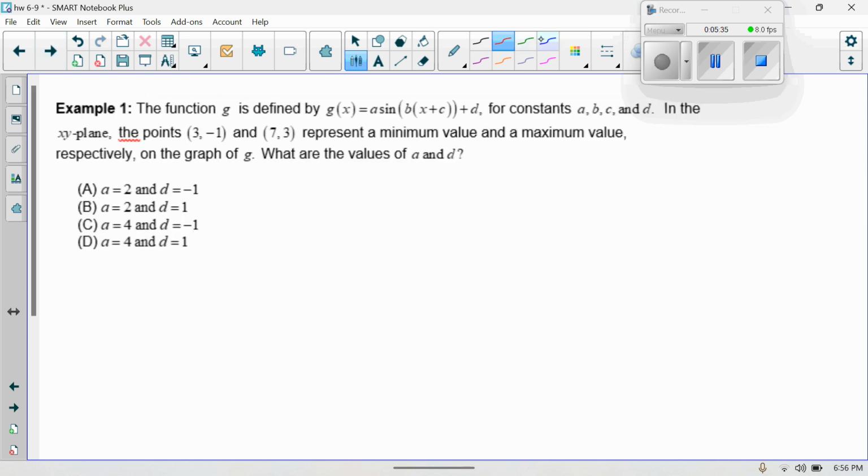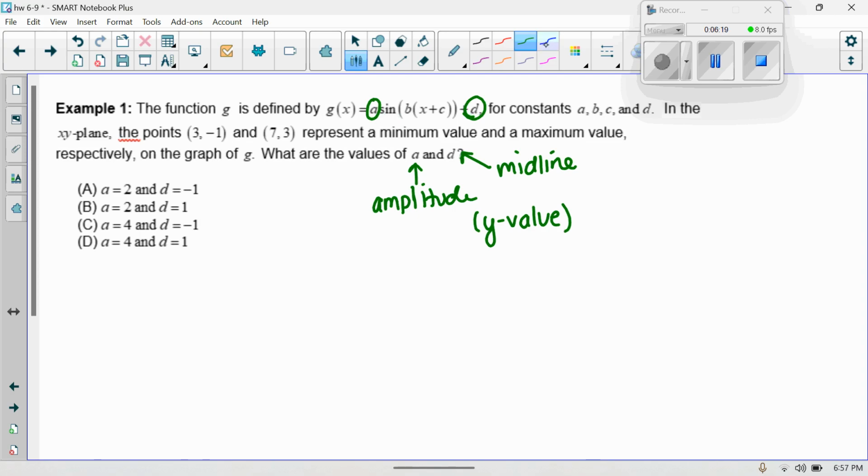Example 1. The function g is defined by g of x equals a sine b of x plus c plus d for constants a, b, c, and d. In the xy plane, the points 3, -1 and 7, 3 represent a minimum value and a maximum value, respectively, on the graph of g. What are the values of a and d? Remember, A is my amplitude. D is my midline. Both are y value pieces of information, so I need to pay attention to the -1 and to the 3.